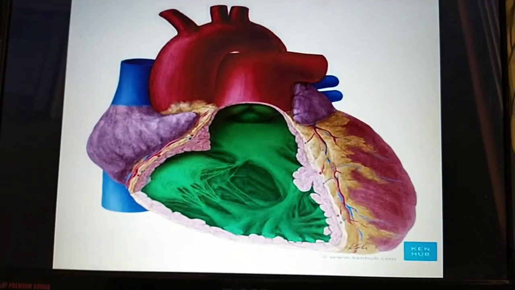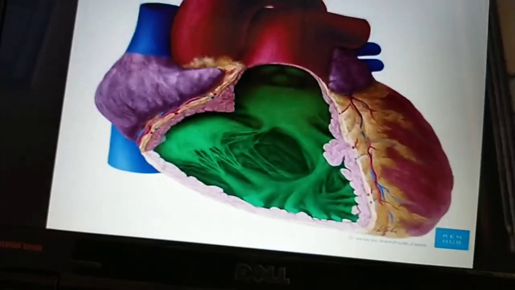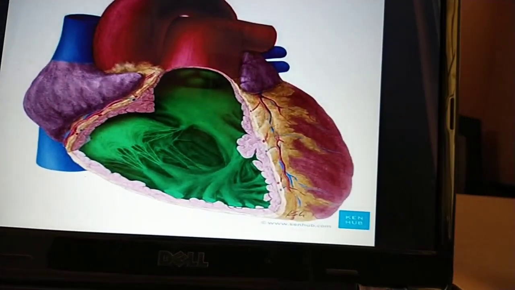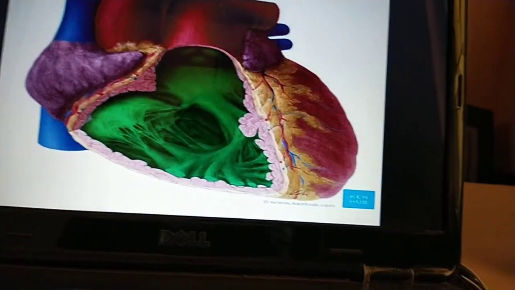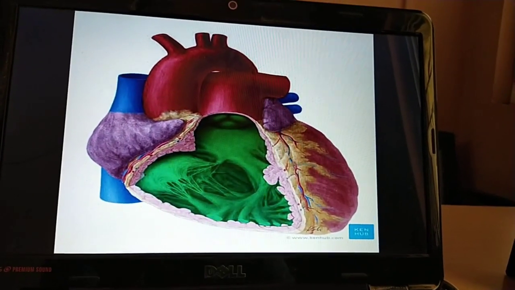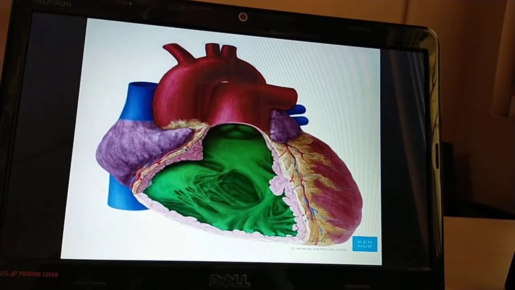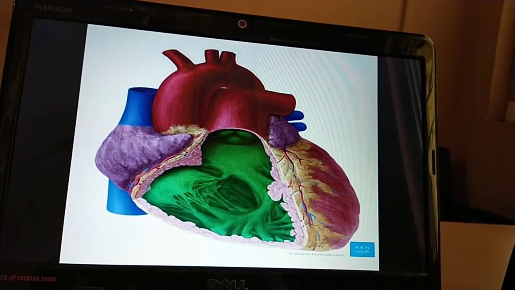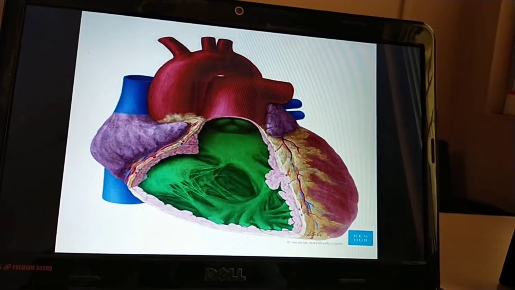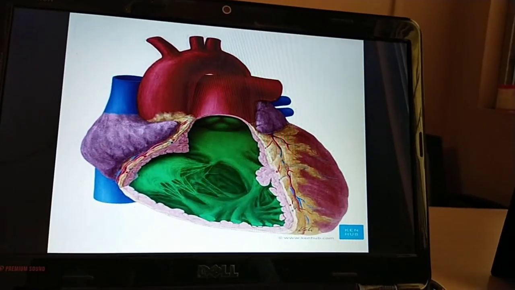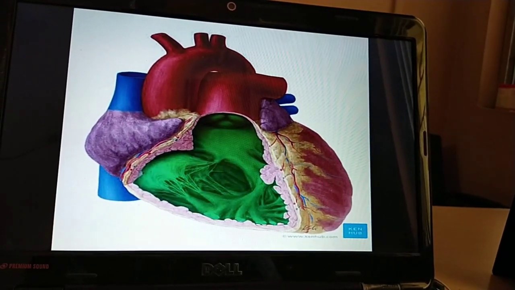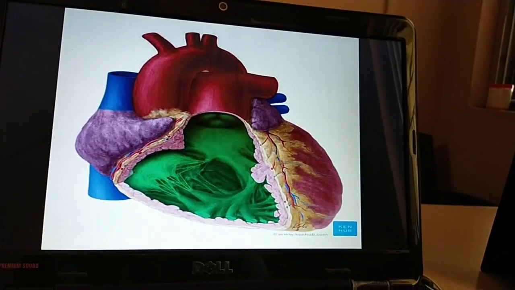Now we can go to the ventricle. First, the right ventricle. The right ventricle is conical in shape, as I already said. It is thicker than the atrium and larger than the right atrium. It has two parts, or two tracts: one is the inlet tract, and the other is the outlet tract.